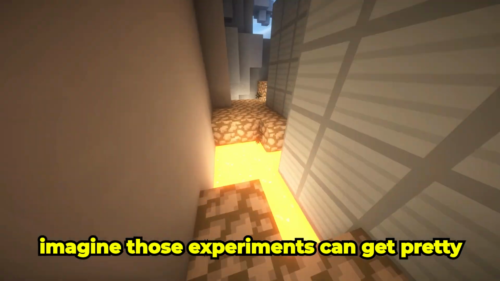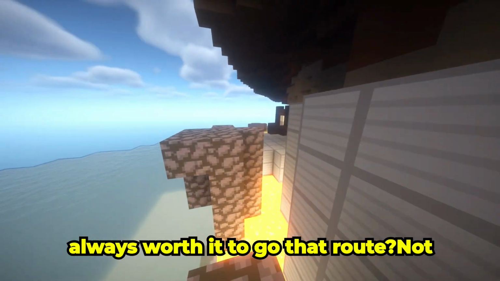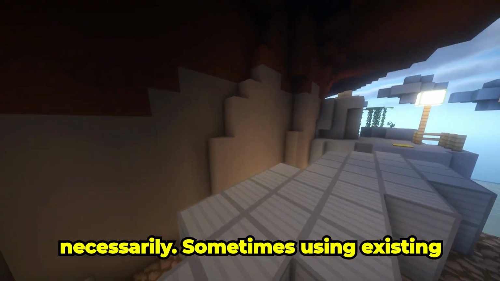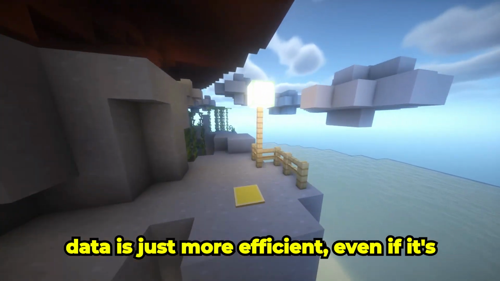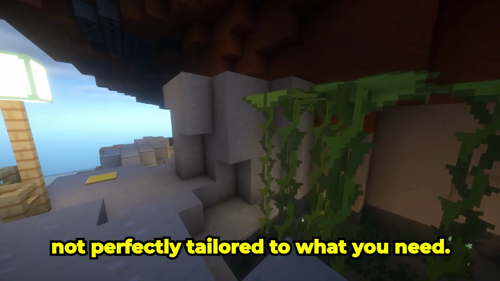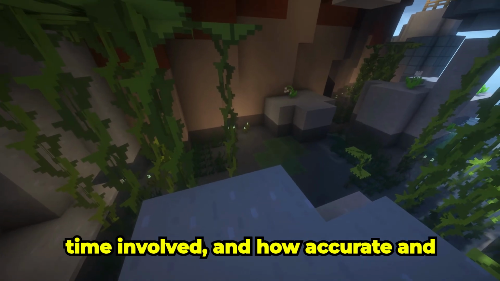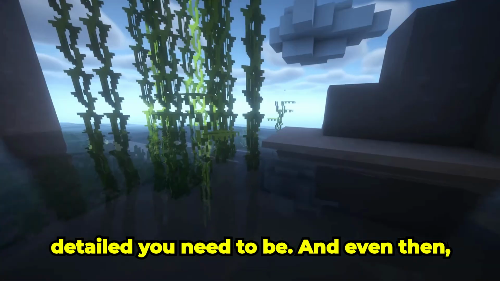I can imagine those experiments can get pretty expensive and time-consuming. Is it always worth it to go that route? Not necessarily. Sometimes using existing data is just more efficient, even if it's not perfectly tailored to what you need. It's a balance, you know? Yeah. The cost, the time involved, and how accurate and detailed you need to be.